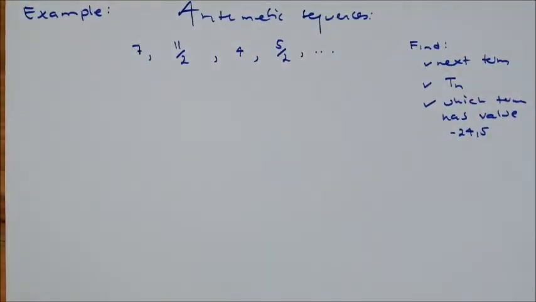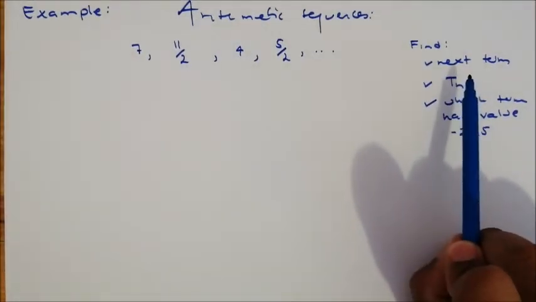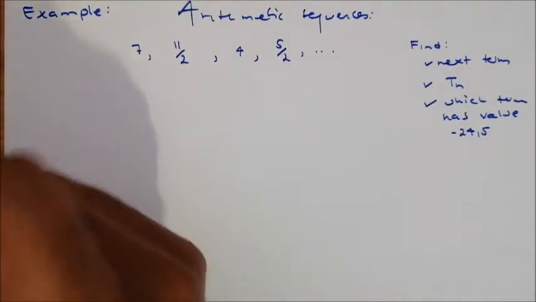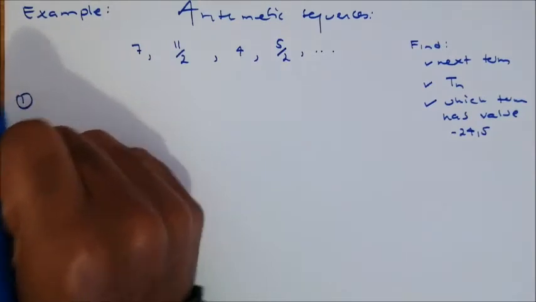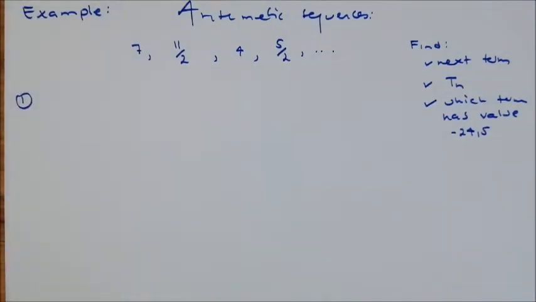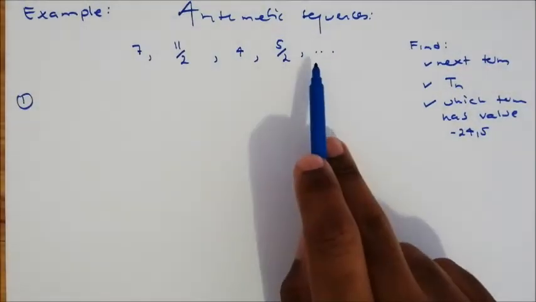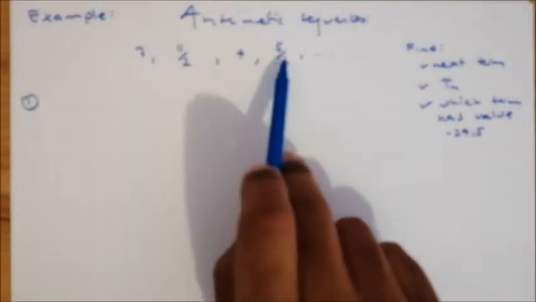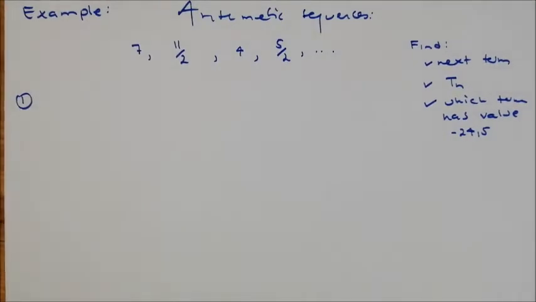Let's say you're given a sequence right here: 7 as the first term, 11 over 2 is the second term, then 4, then 5 over 2. Then the sequence continues, right? So you're asked to find the next term. And you know that this is an arithmetic sequence. So for the first thing they ask us to find, the next term is obviously, this is 1, 2, 3, 4, 5. So we're asked to find t5.